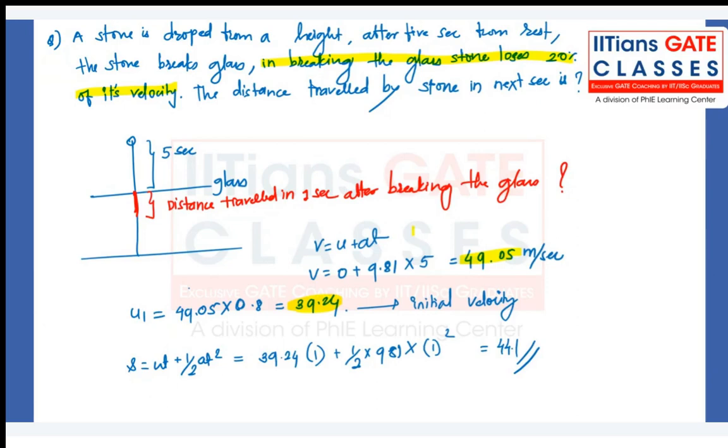So velocity after breaking the glass will be 0.8 times the velocity just before the impact with the glass. Is it clear, Dipashri? So, okay, good.